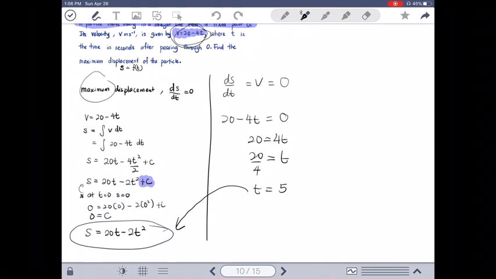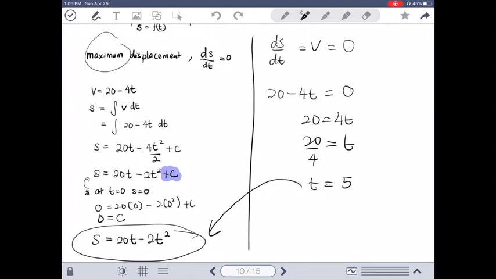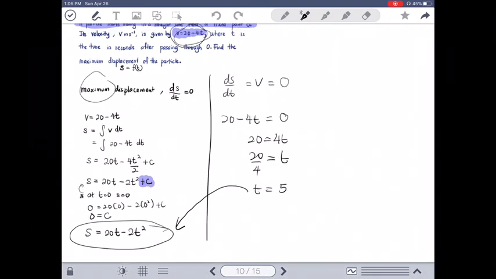If we have c, who knows? If we don't try, we don't know whether we have c or not. But in this case, our c is equals to 0, so it's a coincidence. Okay. So now we have the function of displacement that we find through the process of integration from v. So now insert the value of t into the equation.